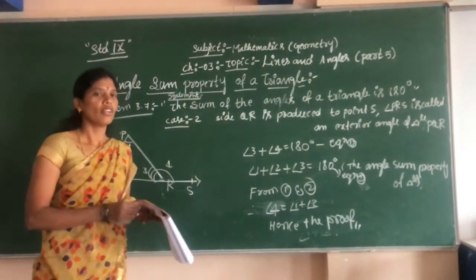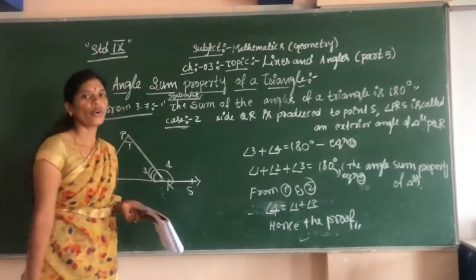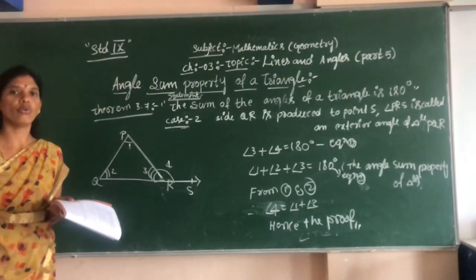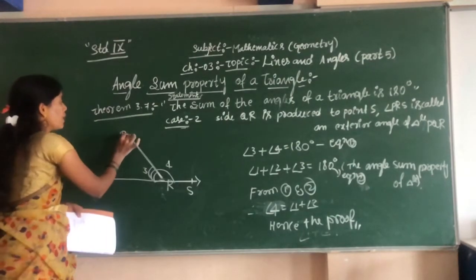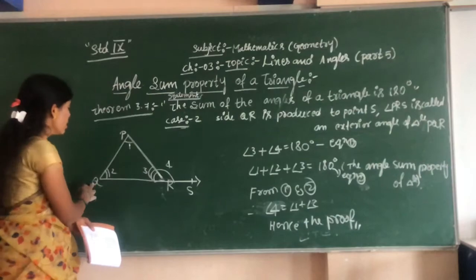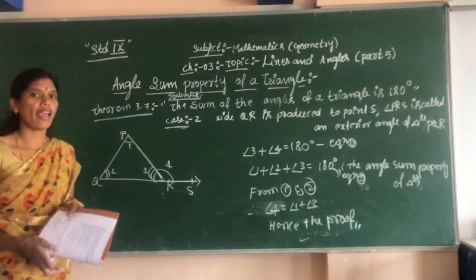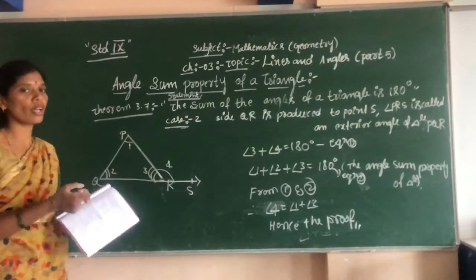This is the proof. This is case 2. Children, in the first case only one triangle was explained, in the second case side PQ is produced as a straight line, and in the third case QR is produced as a straight line. So, we have explained case 1 and case 2.